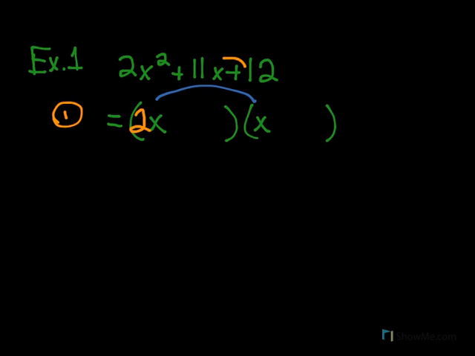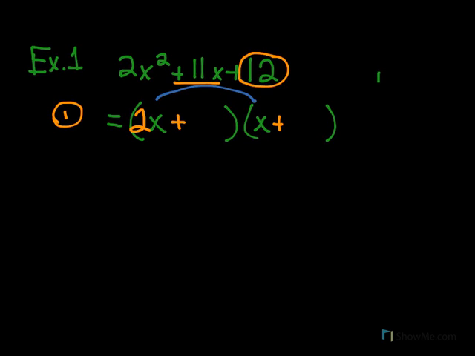The second step was looking at this sign, and if it's positive, that means yes, we can just use the sign in the middle. So this will be plus and plus. And now we have to find multiples of 12 that when you add them give you 11x, 11. So which multiples of 12 when you add them give you 11?